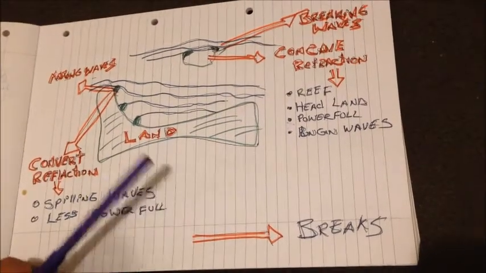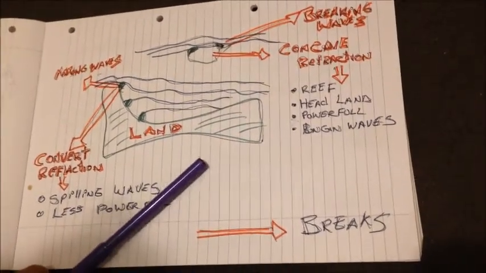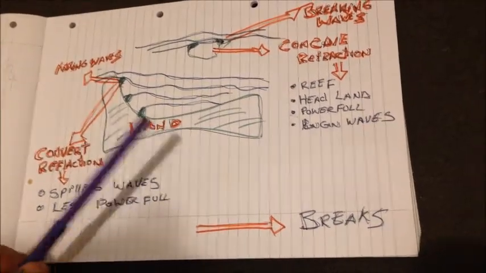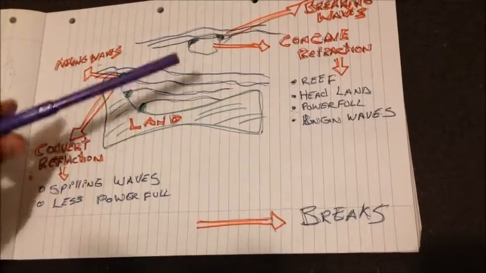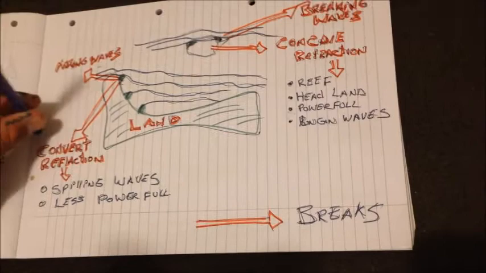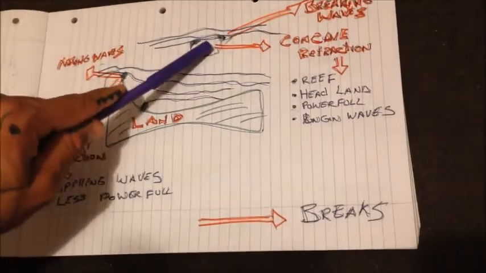As we know, the deeper the water, the faster the waves travel. The shallower the water, the slower they travel. Here we'll talk about the breaking wave. As we see here, we got a rip here.